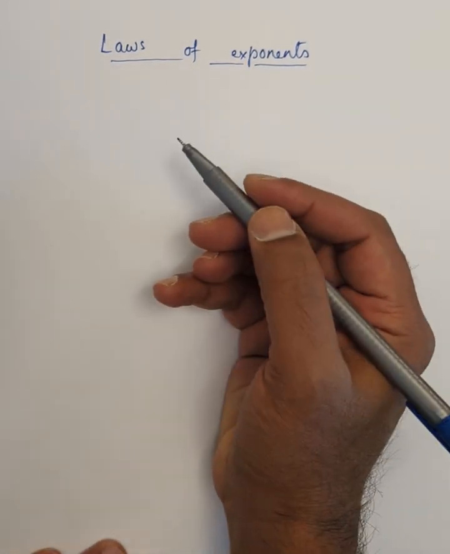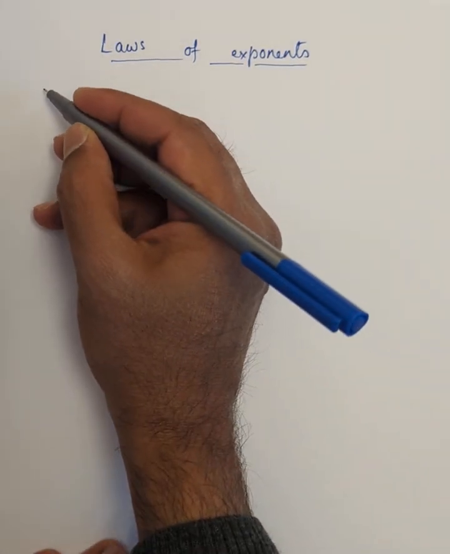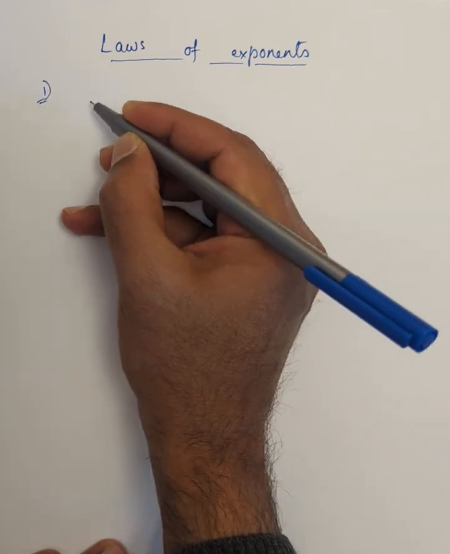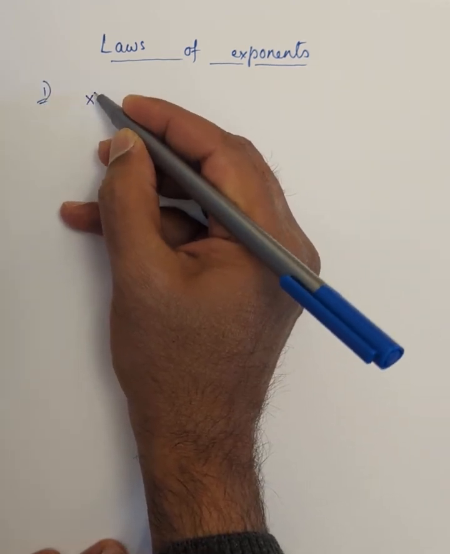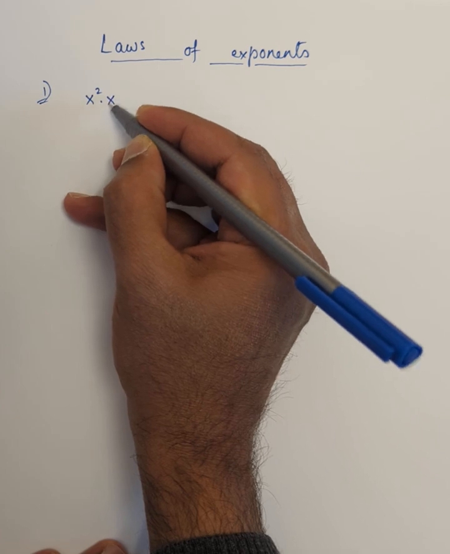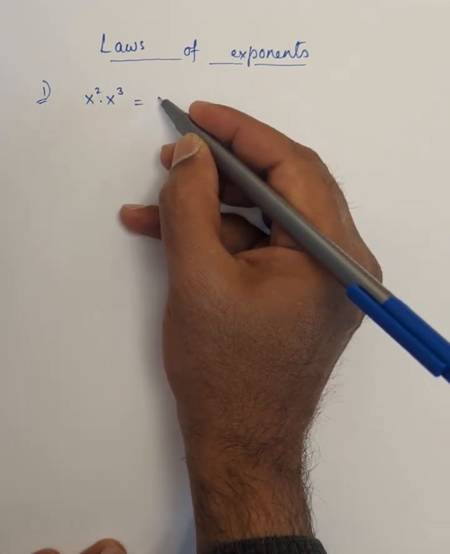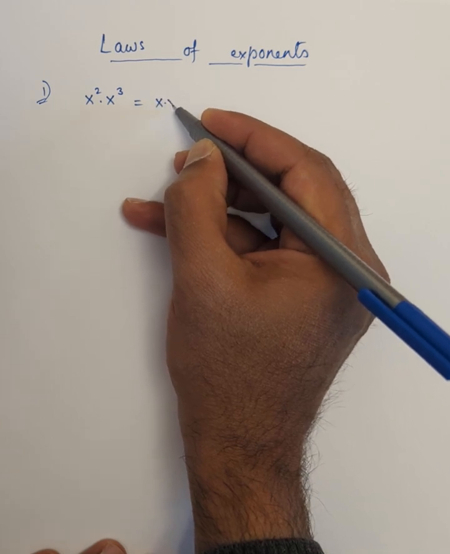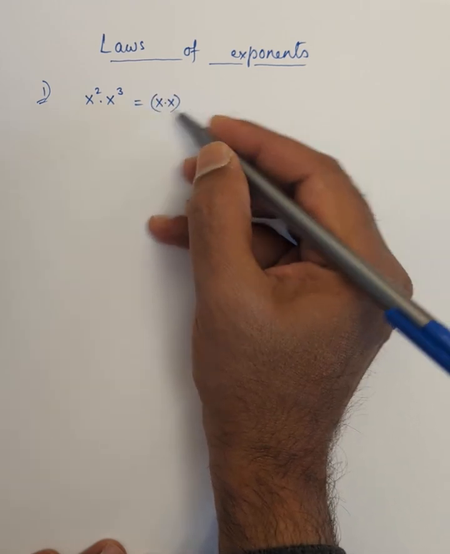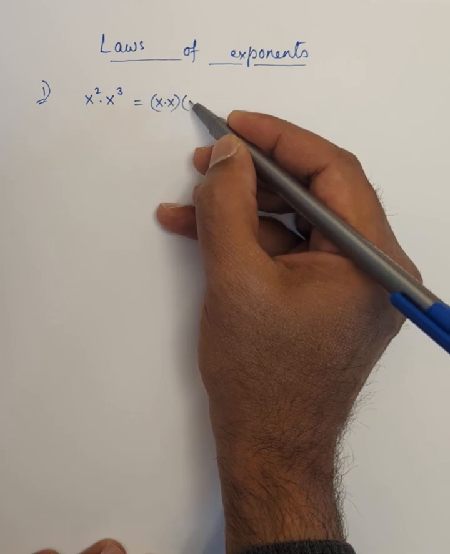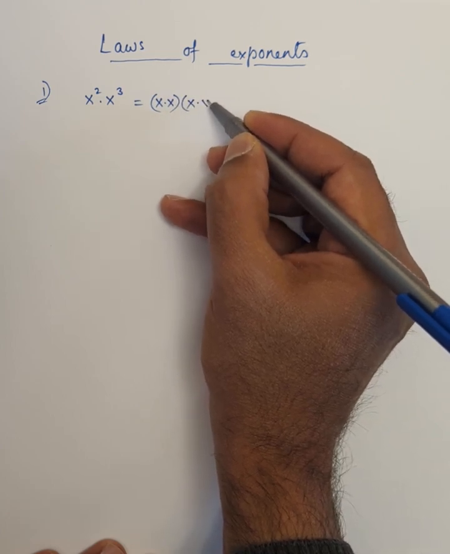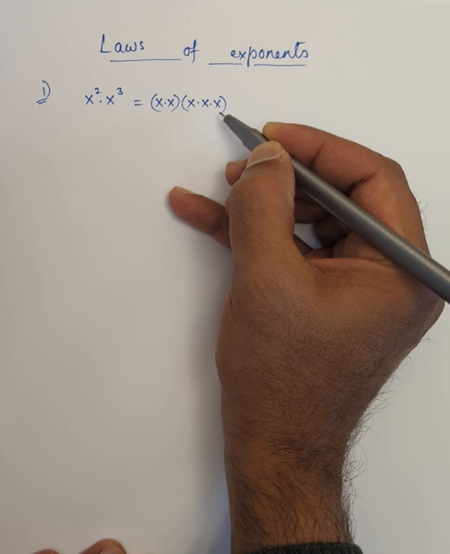Laws of exponents. Consider this example. You have to multiply x squared with x cubed. Now x squared just means you have two copies of x, so you multiply x times x, and x cubed means you have three copies of x. So let's put them in parentheses like this.